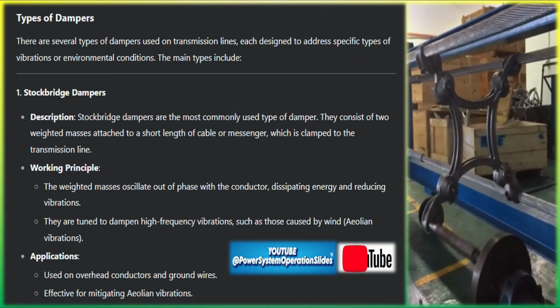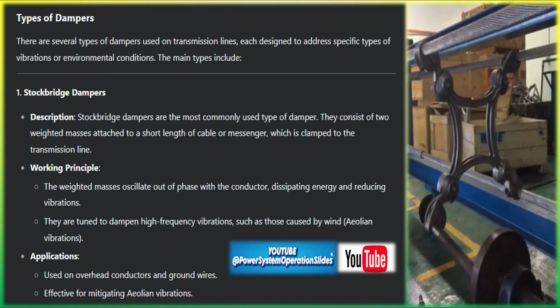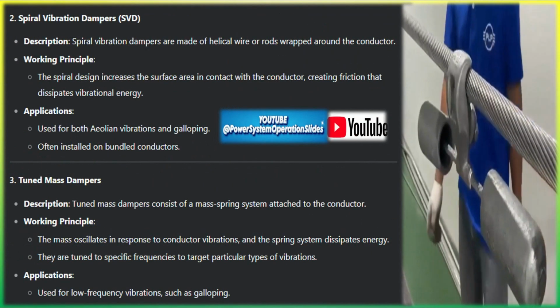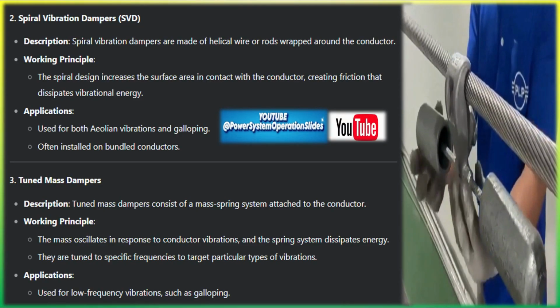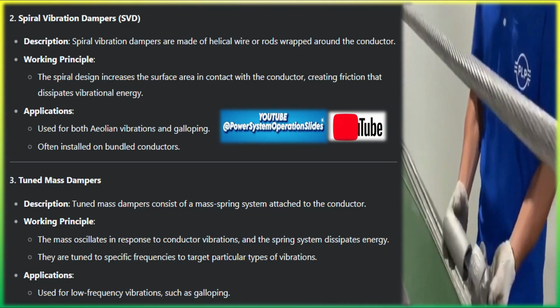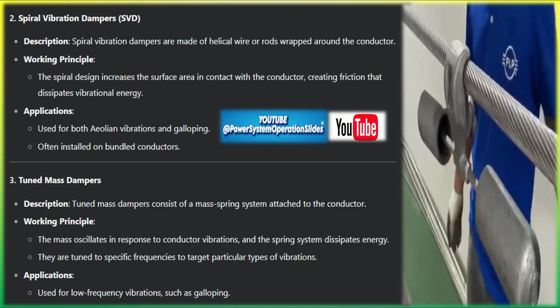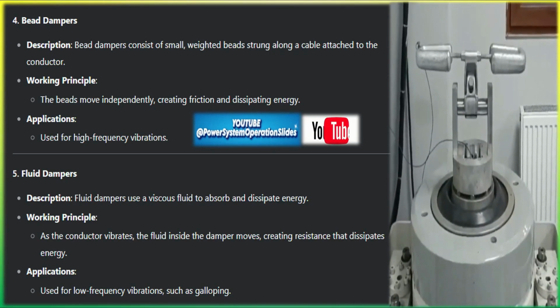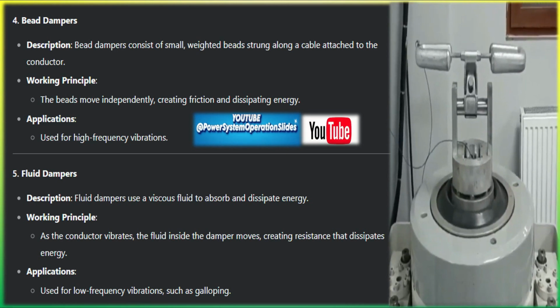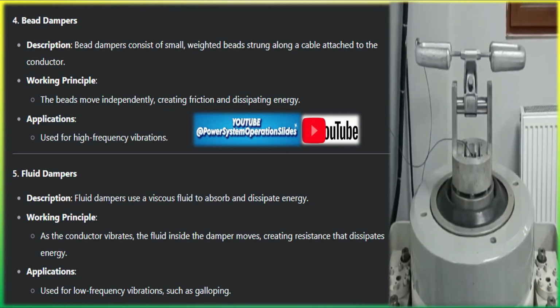Vibrations on transmission lines. Before discussing dampers, it's important to understand the various types of vibrations that occur in overhead transmission lines. Aeolian vibration. Aeolian vibration is caused by low-speed, steady winds between 2 to 12 meters per second flowing perpendicular to the transmission line. As wind flows past the cylindrical surface of the conductor, it causes alternating vortex shedding, which leads to conductor vibration. Characteristics. Aeolian vibration occurs at relatively low amplitudes, 1 to 2 conductor diameters, but high frequencies, 5 to 150 Hz. This can result in fatigue damage to conductor strands, especially near clamps or hardware.